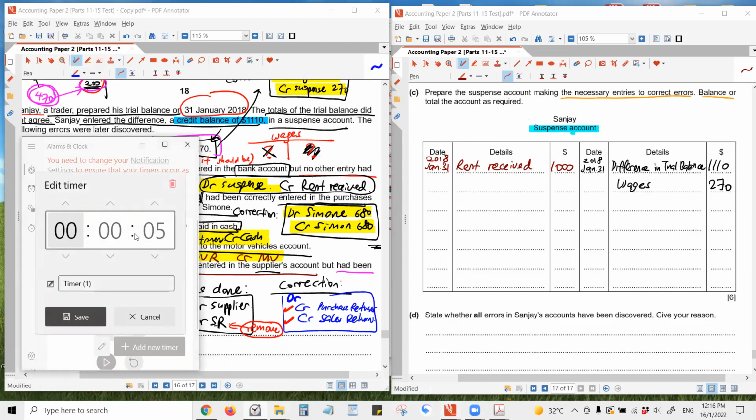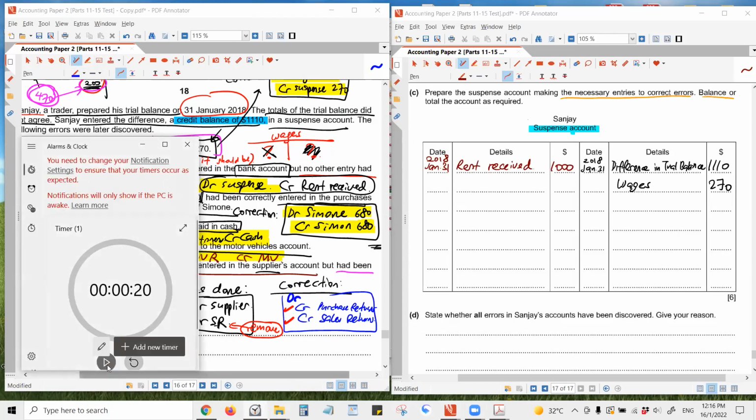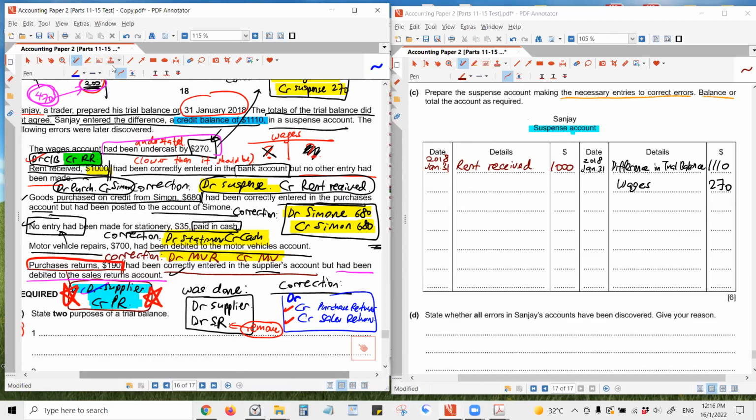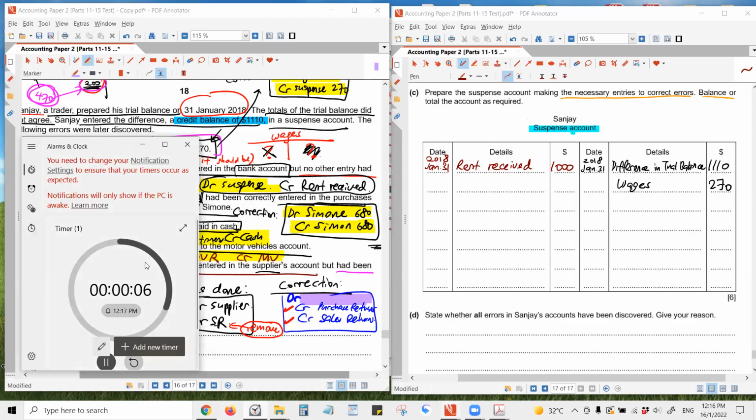Give everyone a few seconds, 20 seconds. You can try, right or wrong, doesn't matter. I will tell you the correct answer. So what do you think I should debit as correction? Remember, when you see that there's nothing else to be done, then you should debit. Debit what?